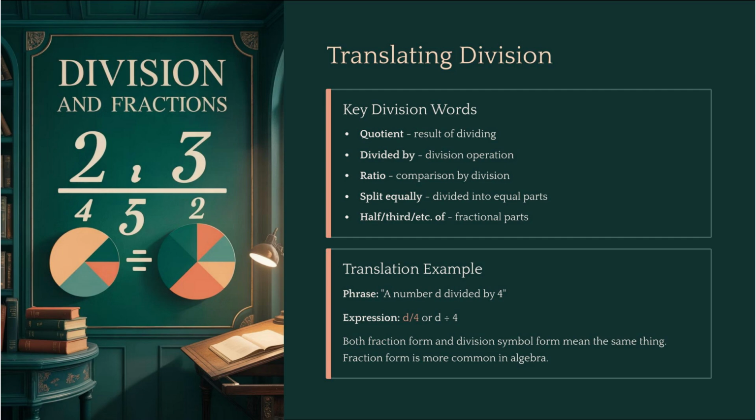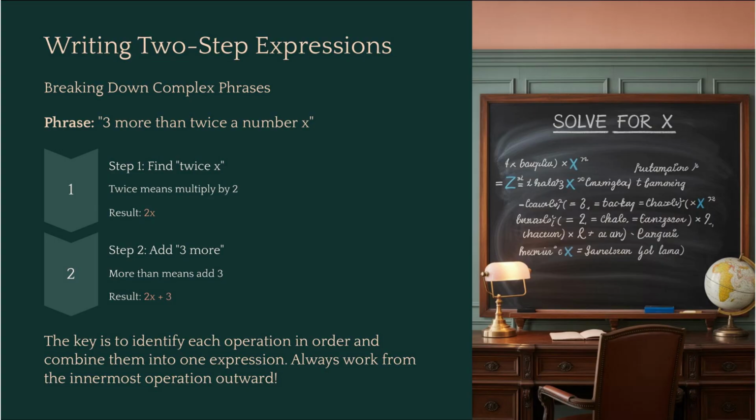Division words include quotient, divided by, and fractional words like half or third of a number. For the phrase, a number d divided by 4, the most common way to write this expression is using the fraction bar, as d over 4. Using the fraction bar is better than the division sign, because it acts as a grouping symbol for the division operation. Many real-world problems require 2 or more steps.